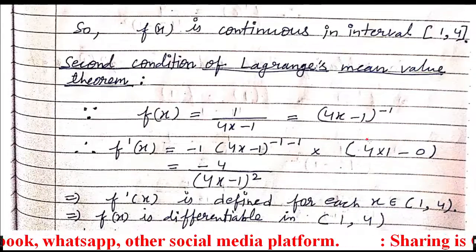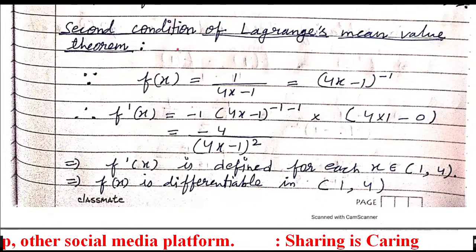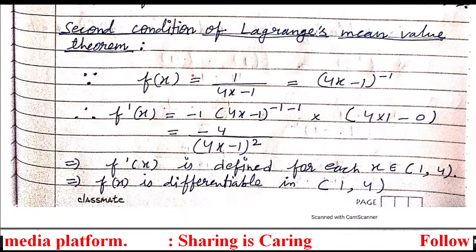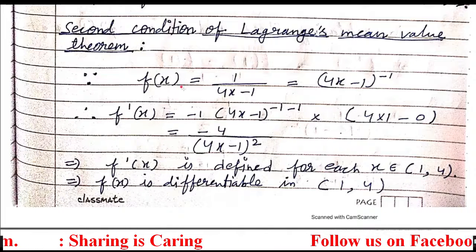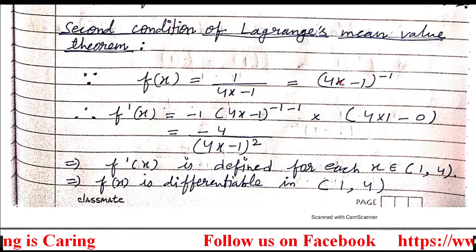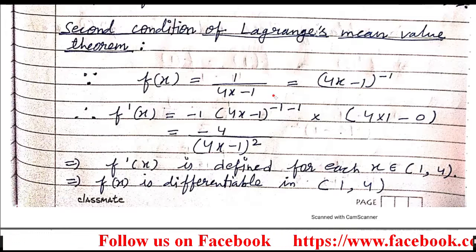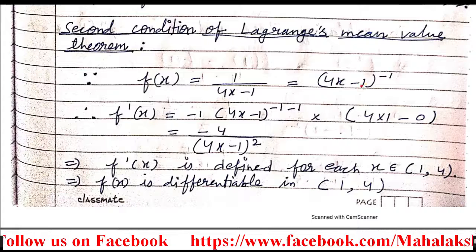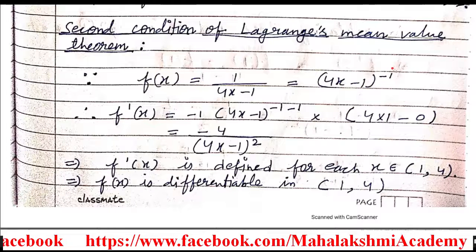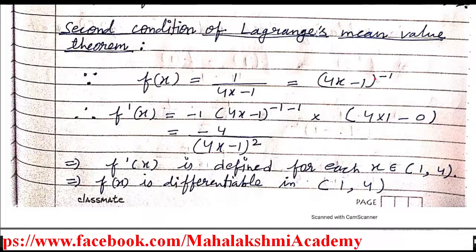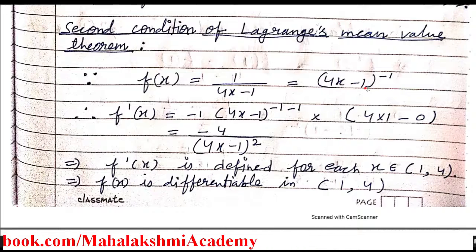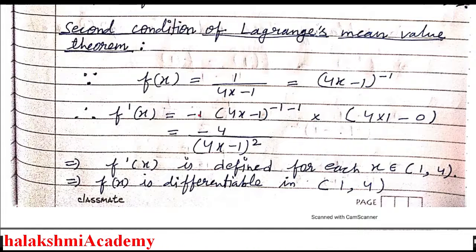Now we'll move to the second condition of Lagrange's mean value theorem, that is differentiability. So we have to differentiate it. I wrote it in the power form so that I can differentiate it easily. To avoid the fraction form, I converted it into the form of x to the power n. And students, the differentiation of x to the power n is n x to the power n minus 1. So I wrote here n, then x to the power n minus 1.